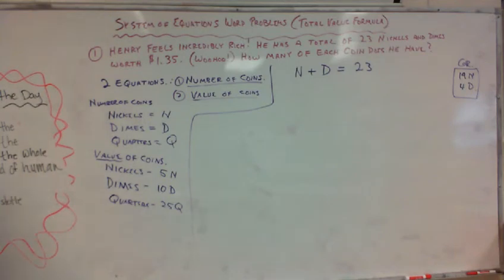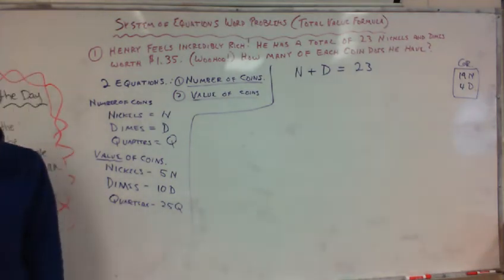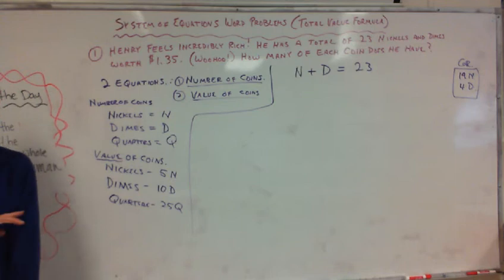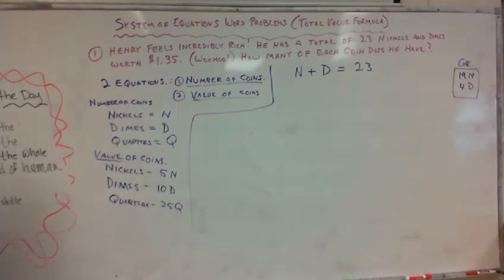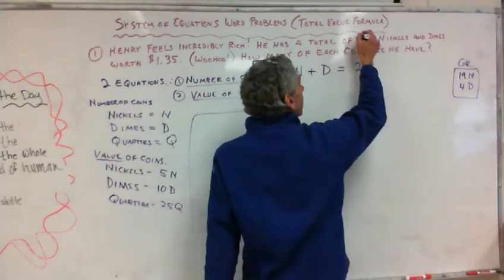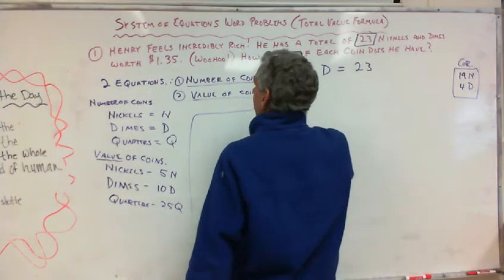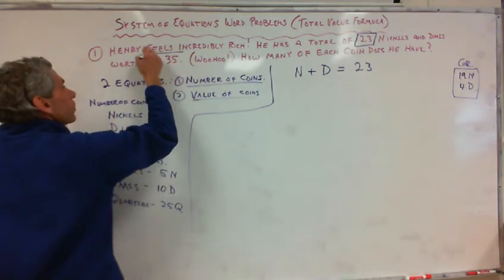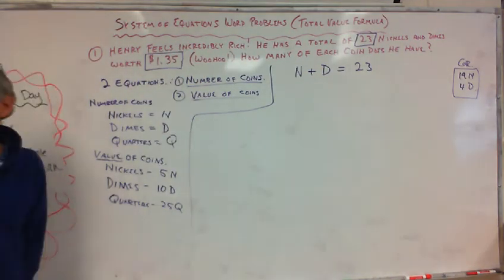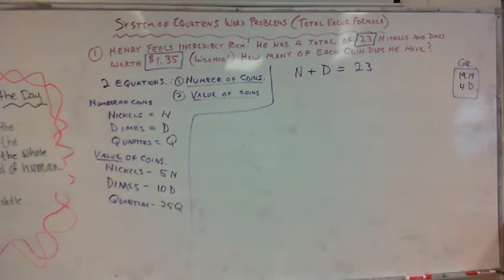So all of these are going to be like that. You're going to have the quantity first. You're not going to have any 5s, 10s, or 25s in front of anything. It's just going to be N plus D equals 23, the total number of coins. Now we're going to go to the value. That was the quantity, the number of coins. Now look, this is the value. This is what they're worth. So let's create an equation now for the value.